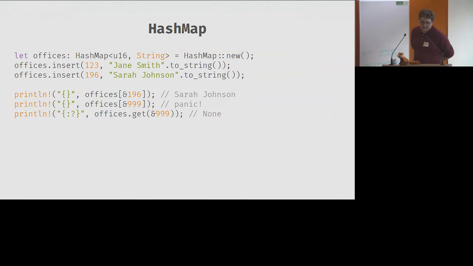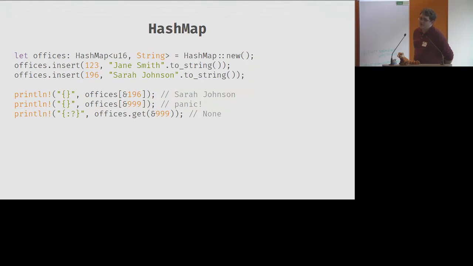We'll insert in office 123, we have Jane Smith. In office number 196, we have Sarah Johnson. So if we try and get something from office 196, it will say Sarah Johnson. If we try and get something from office 999, which was not defined, your program will crash. You'll get a panic, and it just won't go any further.